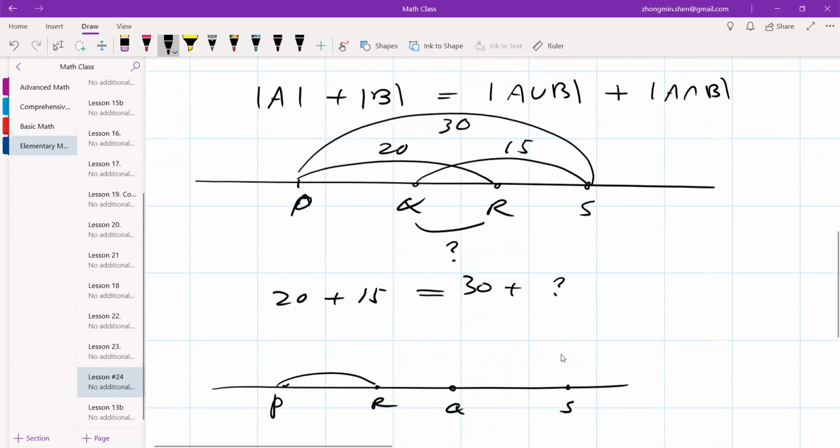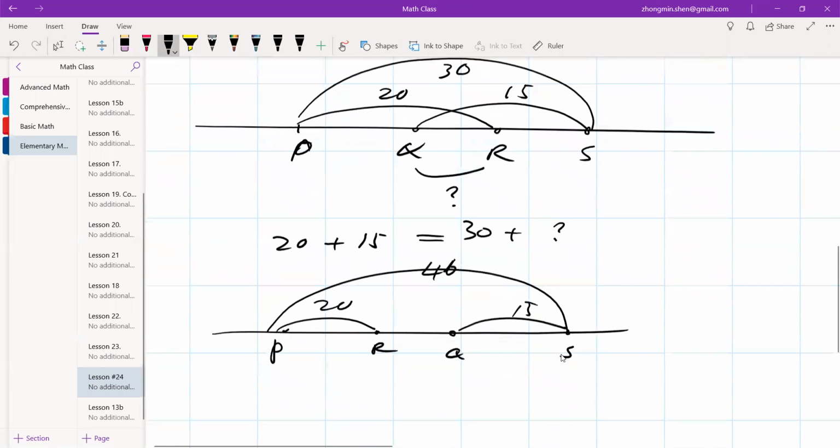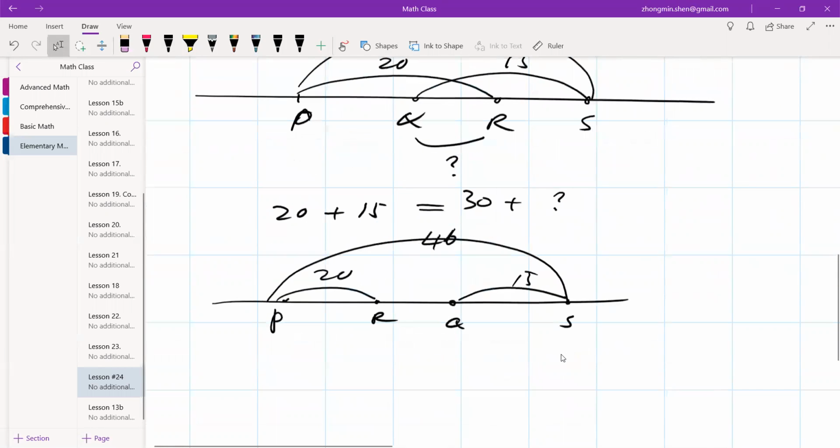If this is a 20, that'll be 15, but then the total is going to be 40, right? Even 45, yeah, 40. Let's say 46. So what is in between the I and the Q? Now in that case, there's no overlap part. Actually, that part is missing.